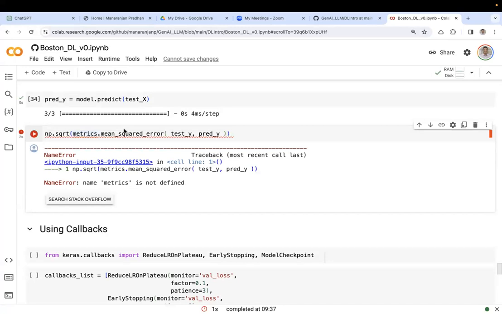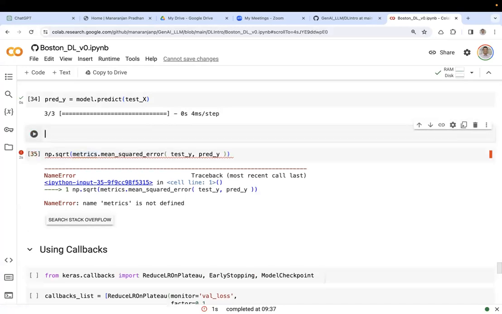Okay, metrics is not defined. Let's define that. I think I forgot. So from sklearn, import metrics. Can you write this before this? From scikit-learn, import metrics.